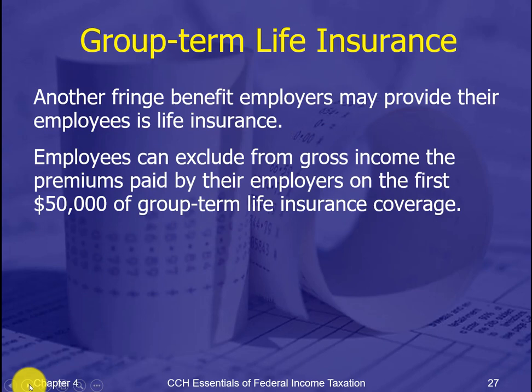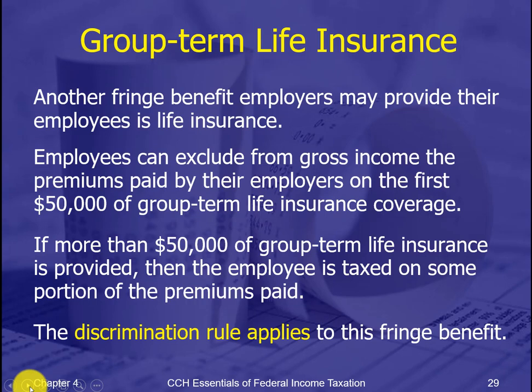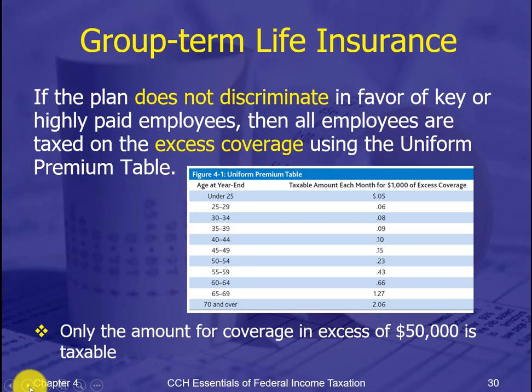Life insurance. Now, this group term life insurance is very common. Most employers provide this. They can provide up to $50,000 without including premiums in income. More than $50,000, then you pay for the difference, or there is taxable income included in your income for the difference. The discrimination rule does apply, so if you're going to offer it for highly paid employees, you have to offer it for everyone.